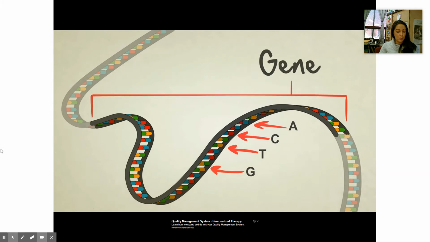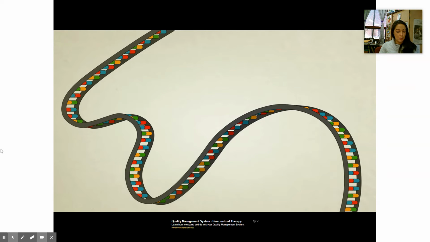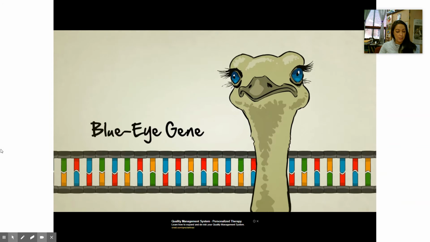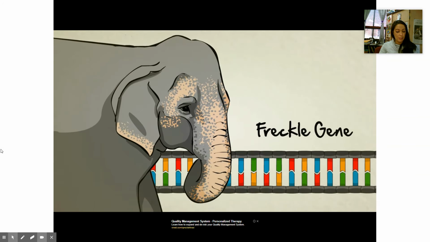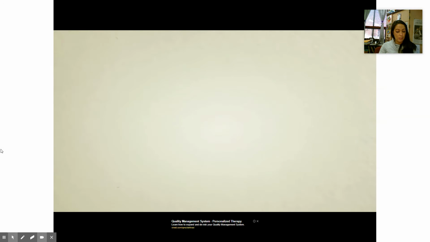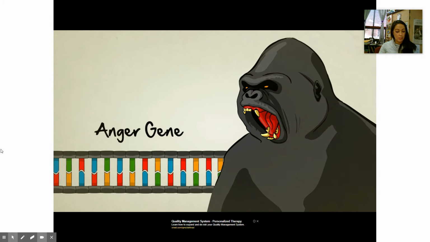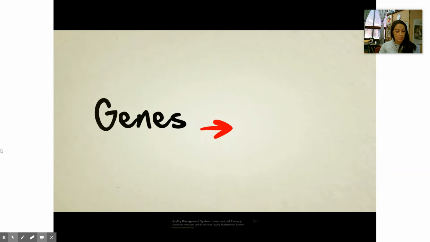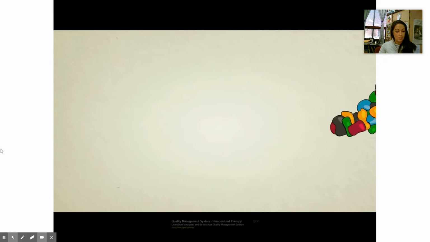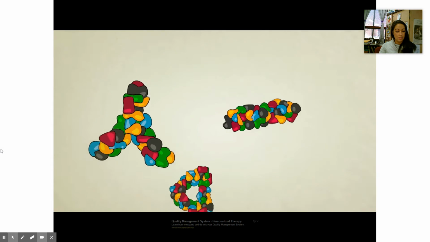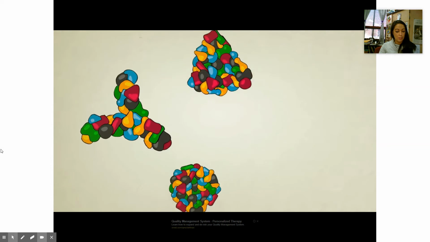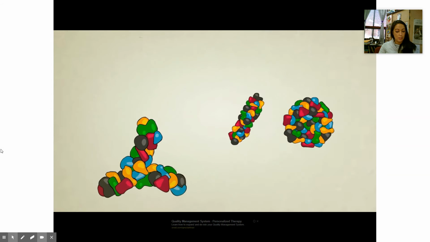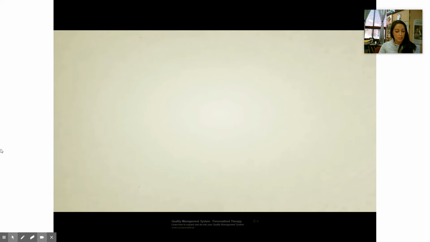A gene contains information for a cell to read and use, but what exactly does that information do? You might have heard that there's a blue-eyed gene, a freckle gene, possibly even an anger gene, but single genes don't literally make things like eyeballs or freckles or temper tantrums. Genes make proteins. Those proteins then interact with each other and all sorts of chemicals inside the body to build things like eye pigments, freckles, and mood-altering hormones.